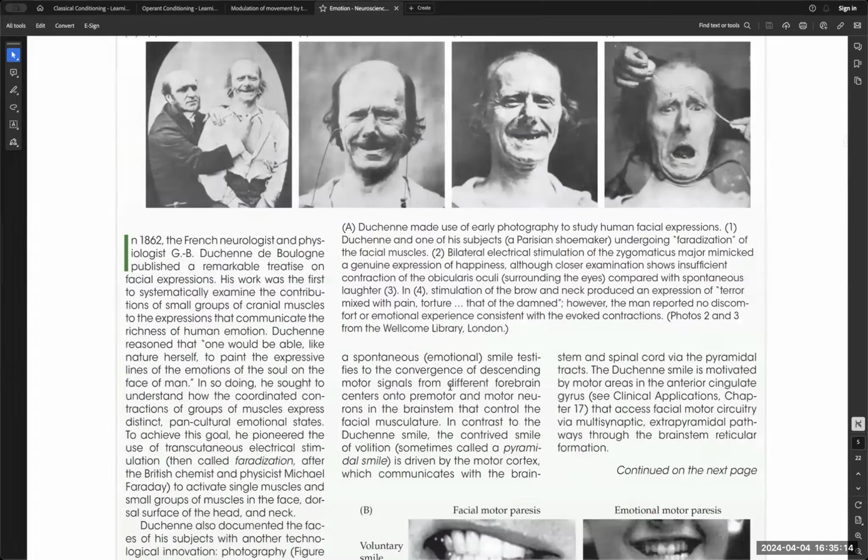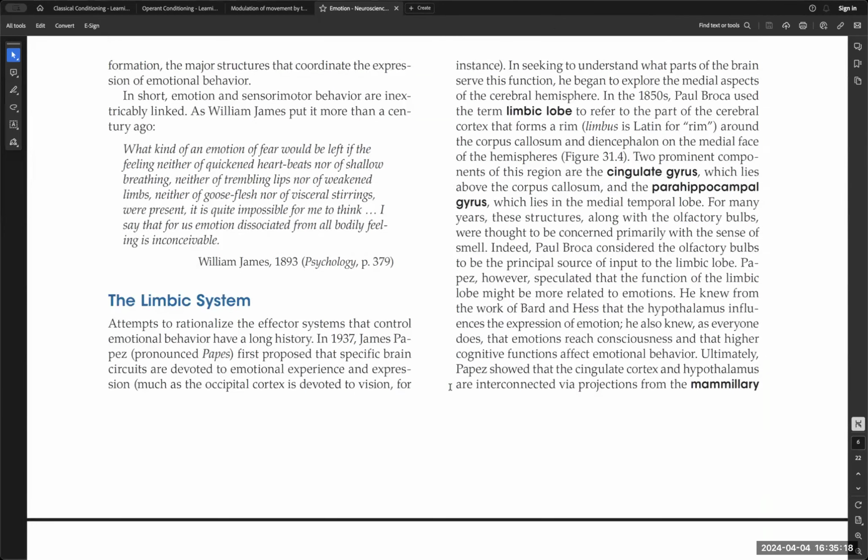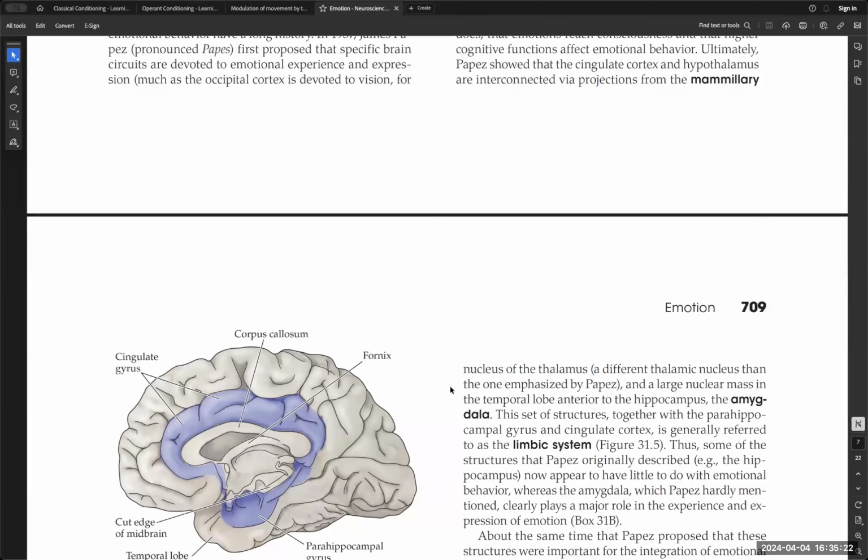So that's actually kind of the way that we try to understand the effects of the periphery, or the effects of activation of the muscles in particular and other parts of the body, on the expression of emotions.